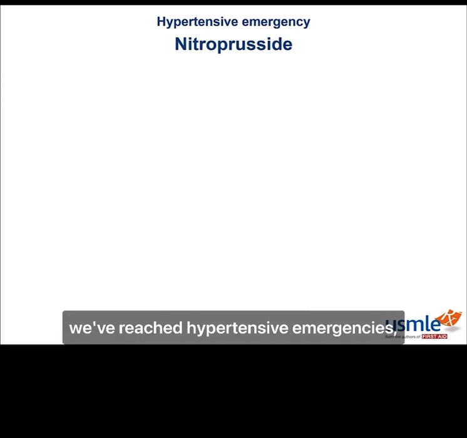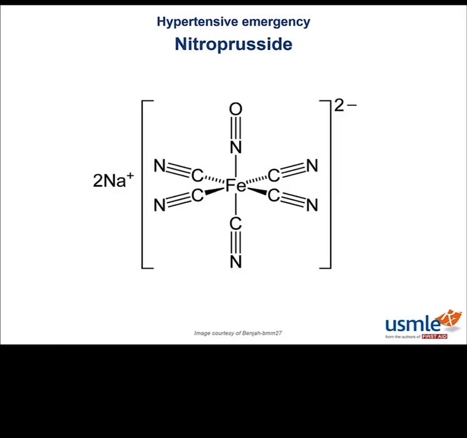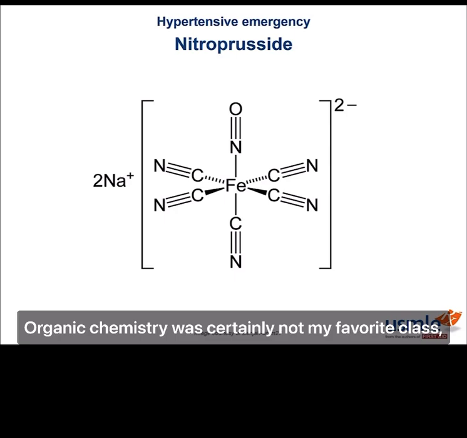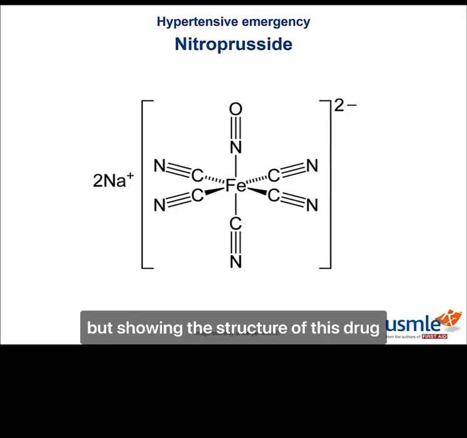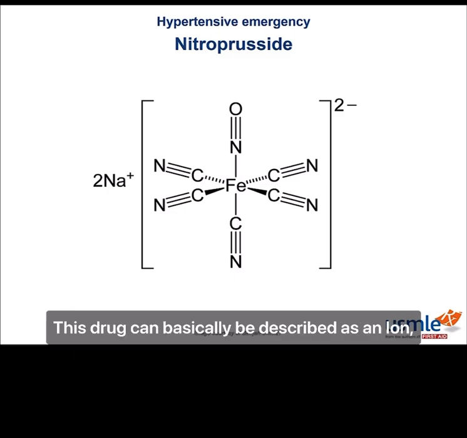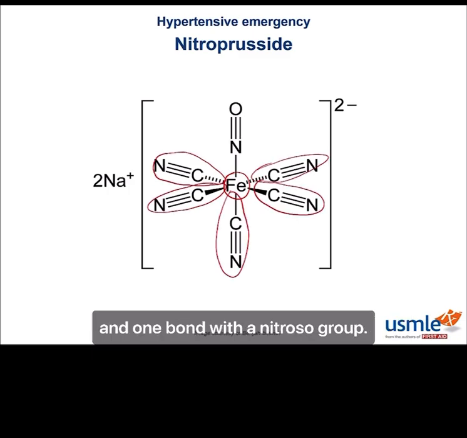Alright everyone, we've reached hypertensive emergencies, which is when someone is presenting with an outrageous blood pressure and clinical signs of elevated pressures. So first, let's discuss sodium nitroprusside. Organic chemistry was certainly not my favorite class, but showing the structure of this drug explains its mechanism and side effects. This drug can basically be described as an iron making most of its bonds with cyano groups and one bond with a nitroso group.